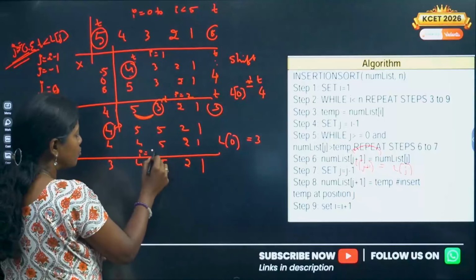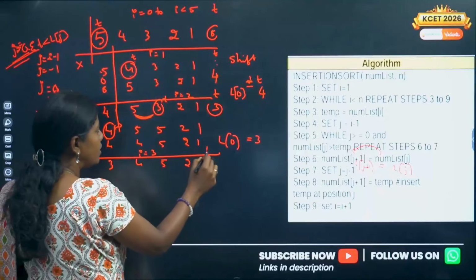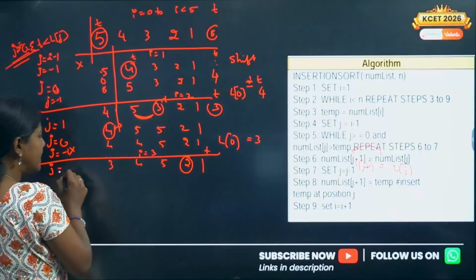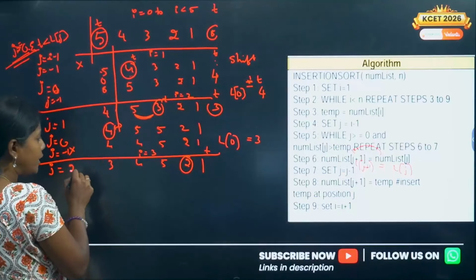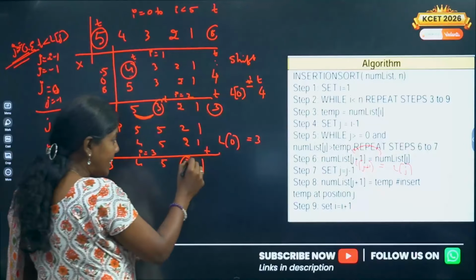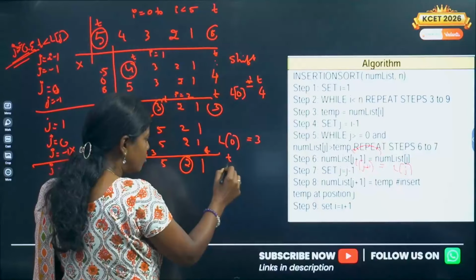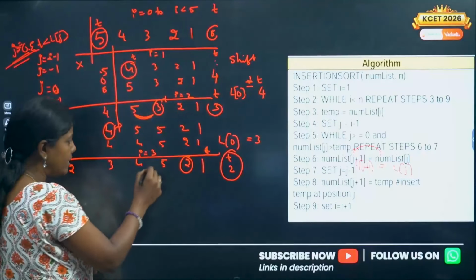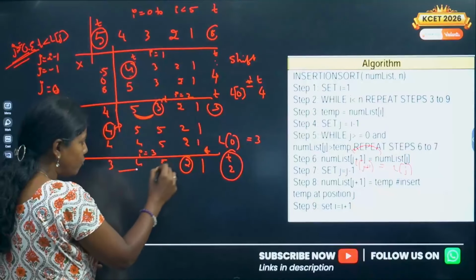I've shifted. What is the value of I? I is equal to 3 now. And what is the value of T? T is equal to 2. And what is the value of J? It is going to be 2. This is my T. See, T is equal to 2 now. Start the backward comparison. 3, 4, 5 is already sorted.